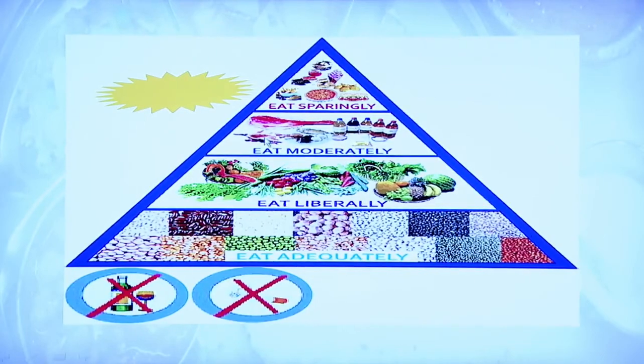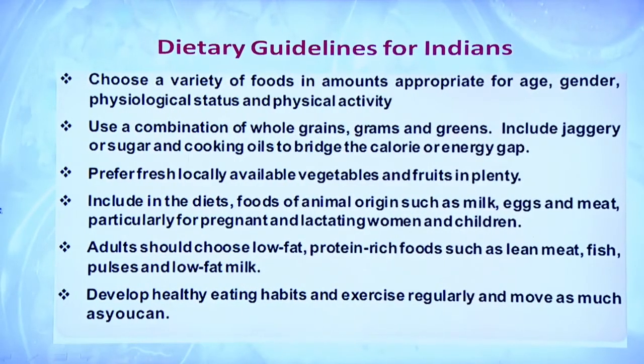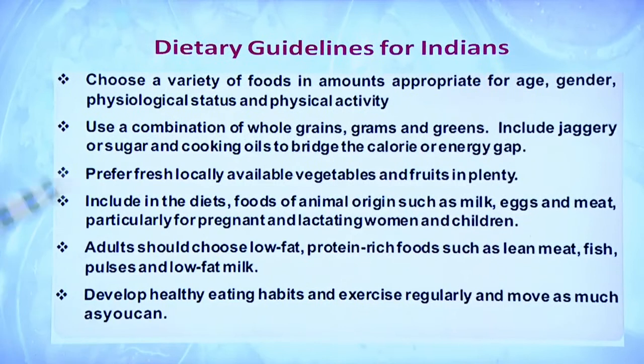Let us see dietary guidelines for the Indians. Choose a variety of foods in amounts appropriate for age, gender, physiological status and physical activity. Use a combination of whole grains, grams and greens. Include jaggery or sugar and cooking oils to bridge the calorie gap or energy gap if there is one. Prefer fresh locally available vegetables and fruits in plenty.